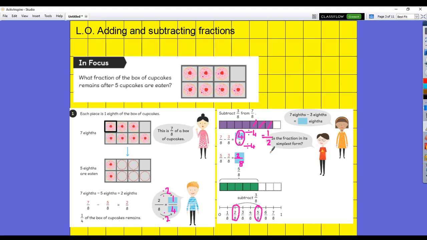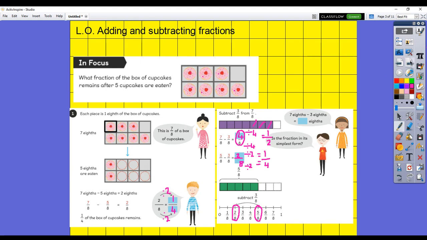Okay, so if I then had 2/8, can I simplify that any further? So I can divide it by 2, because it's both in the 2 times table. 2 divided by 2 is going to equal 1. And then 8 divided by 2 is going to equal 4, because 4 times 2 is 8. So I've subtracted my fractions and I've put them in its simplest form. You need to make sure today you put your answers in the simplest form.